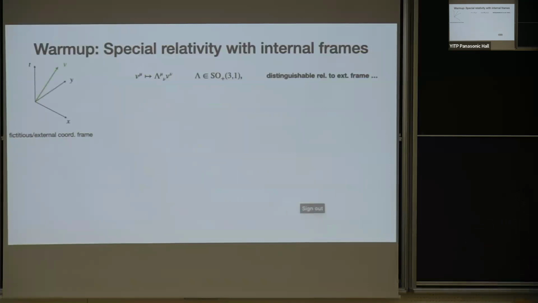Let me just give you a warm-up, a quite simple one that really illustrates these ideas, from special relativity, where you can see that you can formulate the usual notion of special covariance in this language. From this, you can see a lot of how it will proceed towards gauge theory and gravity later. What we'll be assuming here is that we have some fictitious or external coordinate frame, t, x, y, z. And we have some vector that we want to describe, which could be some velocity, some particle flying through space-time. And we, of course, have some Lorentz transformations acting on this.